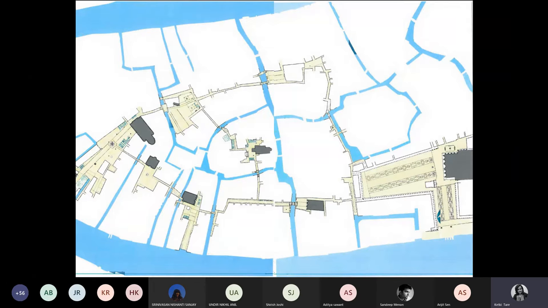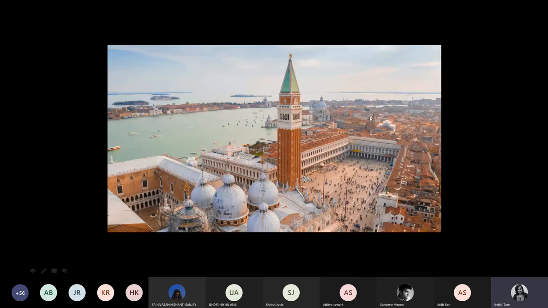If you see this image very carefully, it is actually talking about all the five elements which Lynch has mentioned: paths, and edges, which I showed you in some of the images. It is about the nodes that are getting formed through these different squares. Then it is also about the landmarks. So this is the San Marco Piazza. The bell tower itself becomes very iconic, a landmark of association, and the cathedral itself, and the edge that this node, this particular square, is forming. So all of these elements come together.